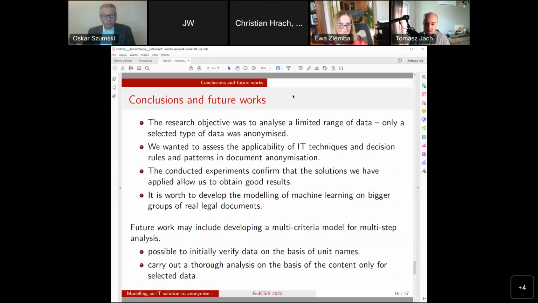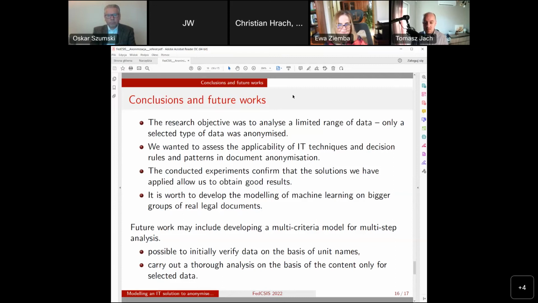The conducted experiments confirmed that the solutions we have applied allowed us to obtain good results. So, as I said, 88% of recall, 80% of precision.